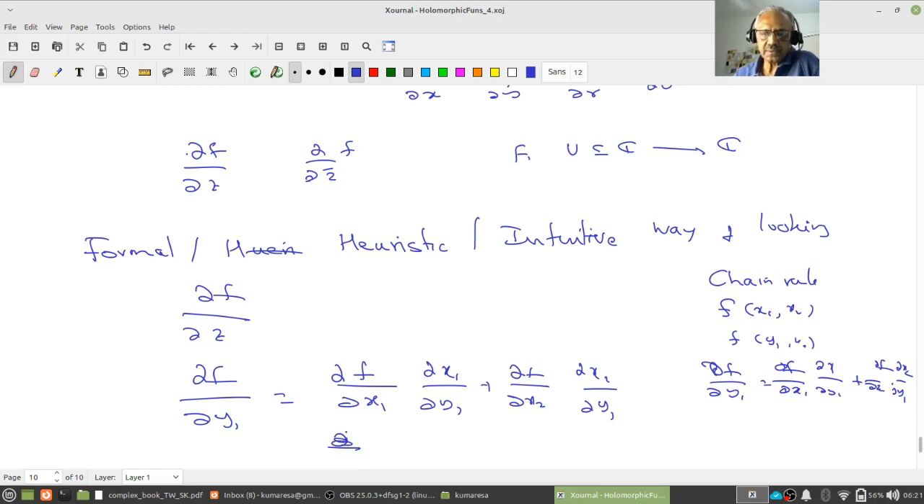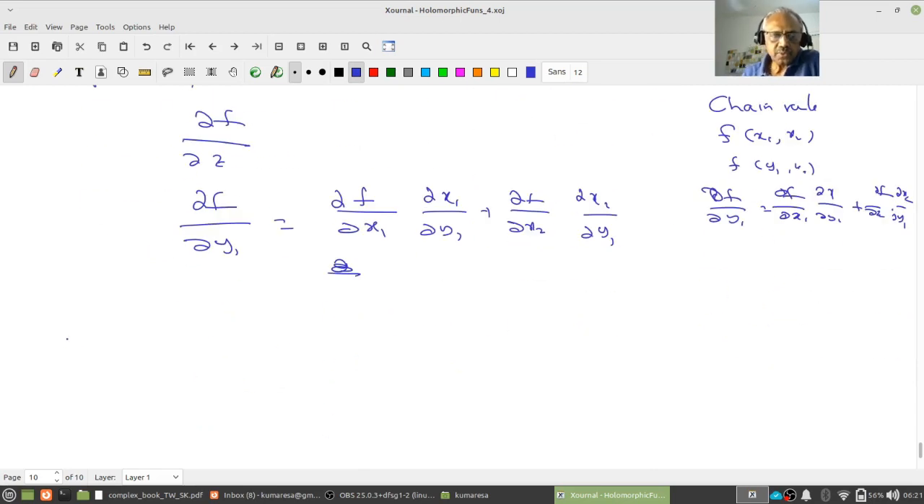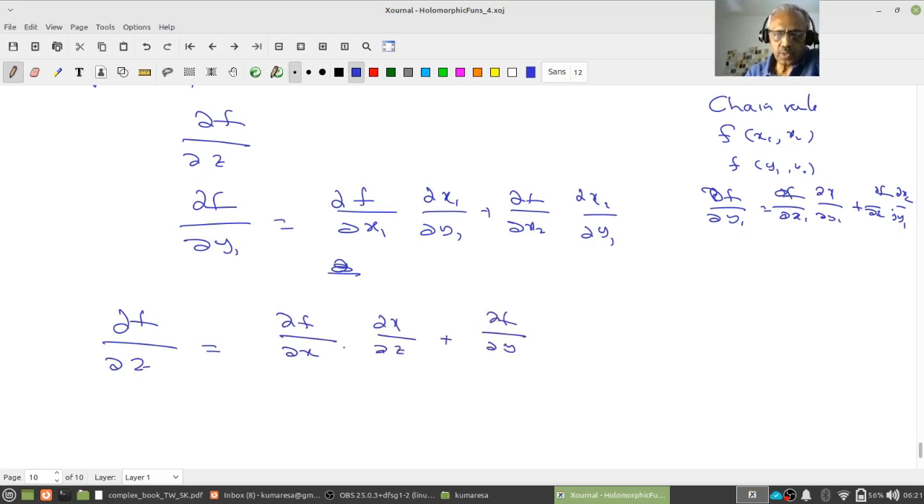I have defined this, right? So let us look at del f by del z. It is going to be del f by del x into del x by del z plus del f by del y into del y by del z. But this you write as fx. This is dx by dz. What is x? X is z plus z bar by 2. Therefore del x by del z is half.